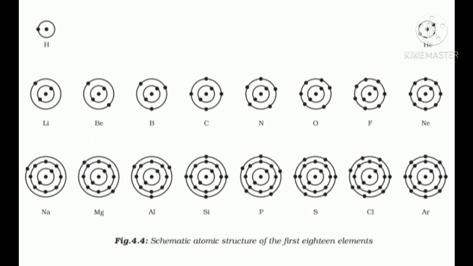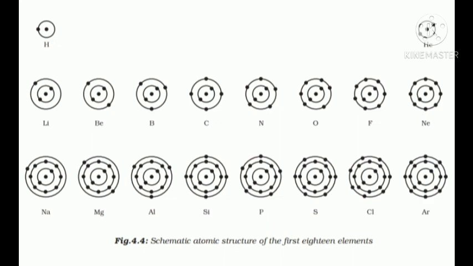Look at the schematic atomic structure of fluorine. What's the atomic number of fluorine? That is 9. So the distribution of electrons is 2, 7: first shell 2, second shell 7. Take another example, 17. Chlorine has the atomic number 17, so the number of electrons is 17. Distribution of electrons: first shell 2, second shell 8, and 7.